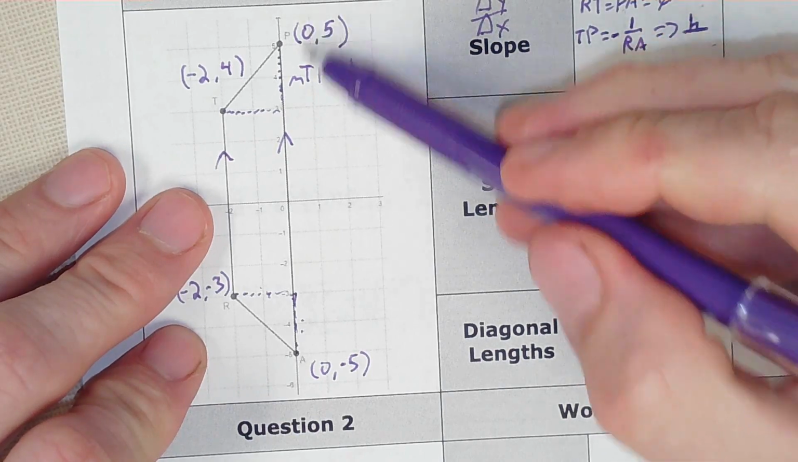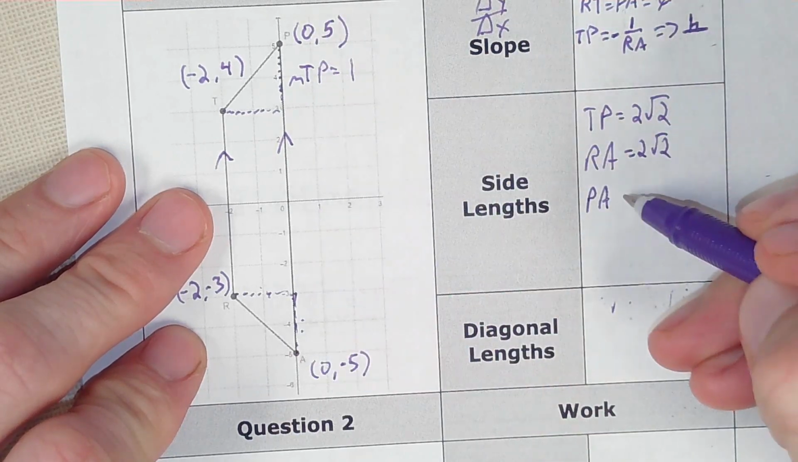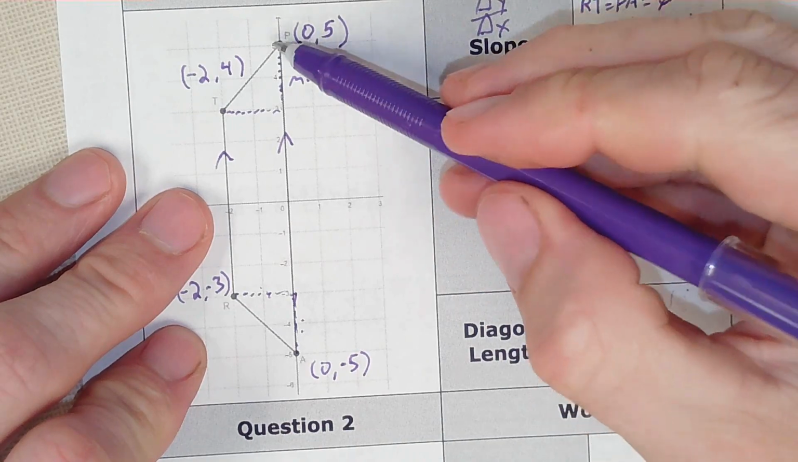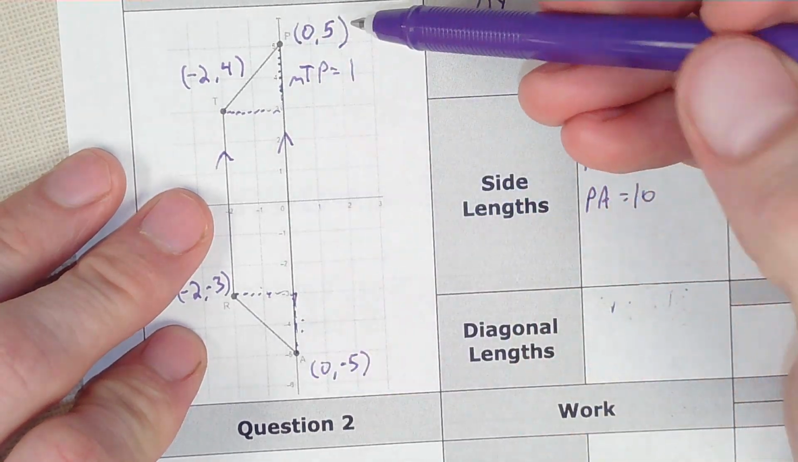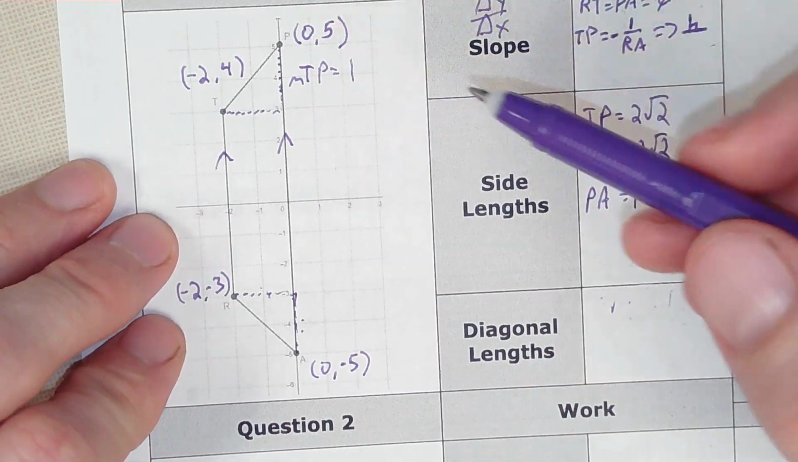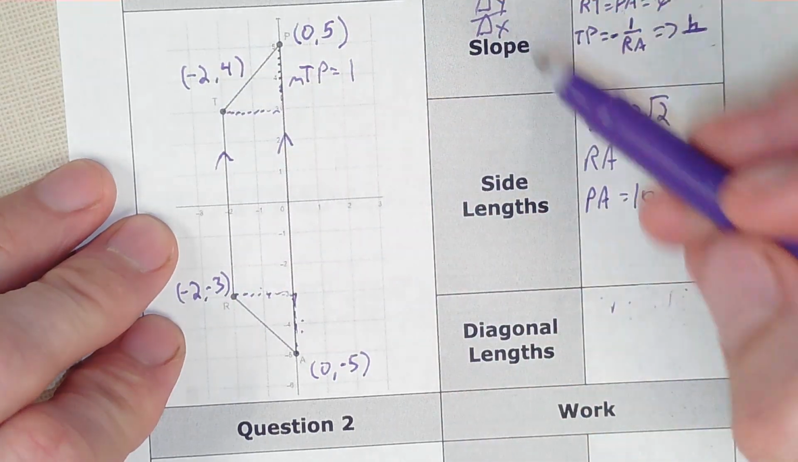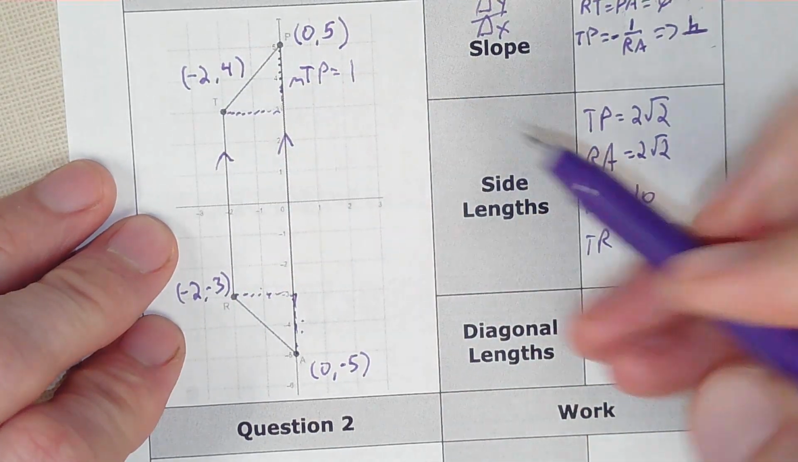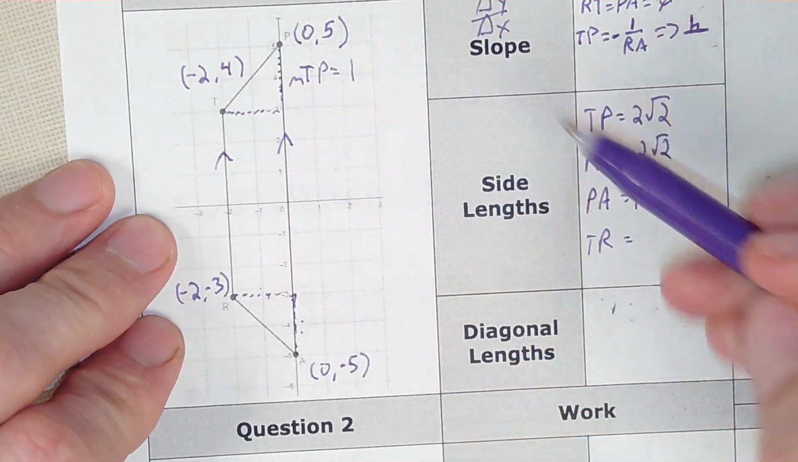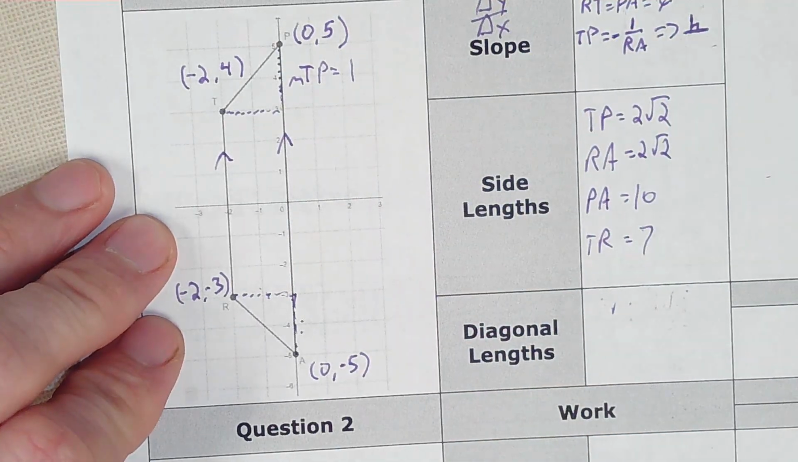is just 10. It's no change in x because it's up and down, and it's 5 to negative 5. And there's no change in x for TR, so it looks like it's 7, right? So those are my side lengths there.